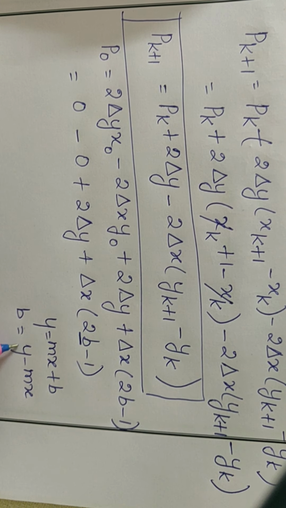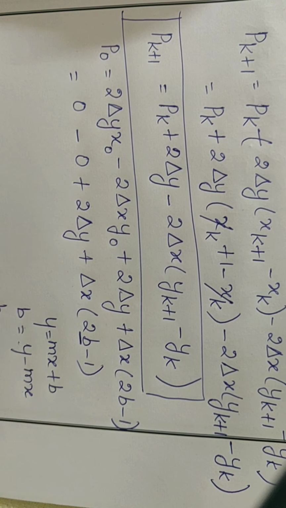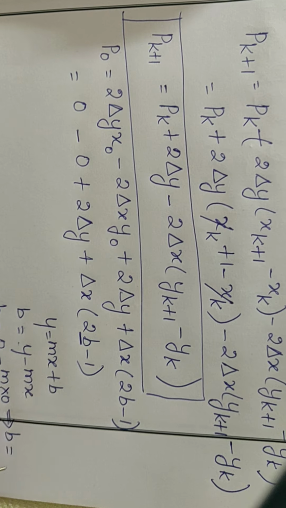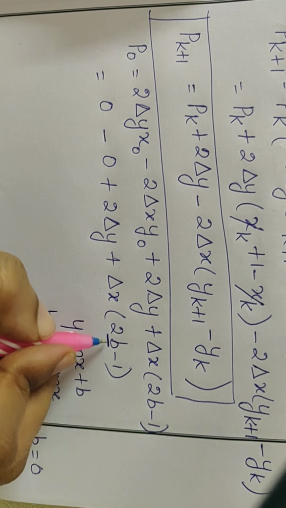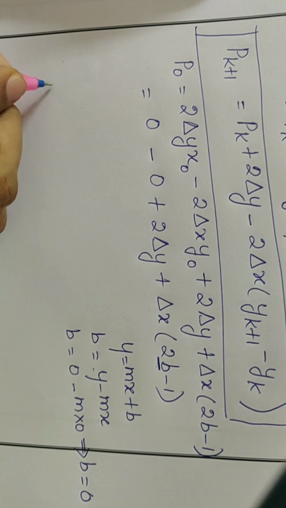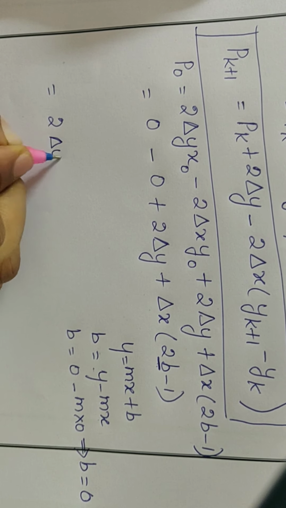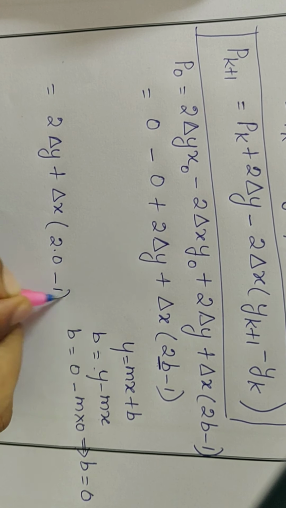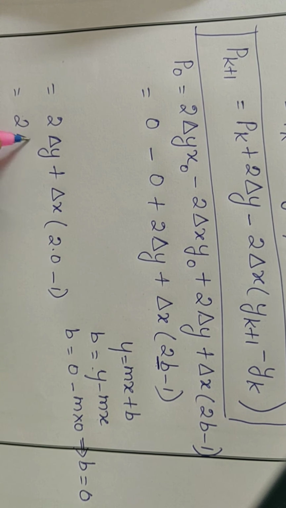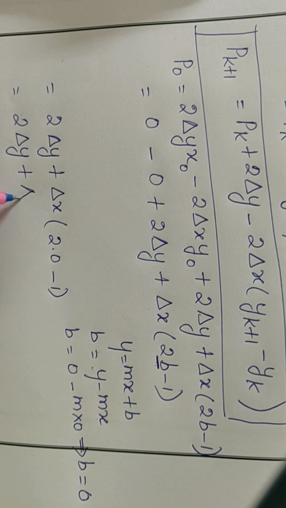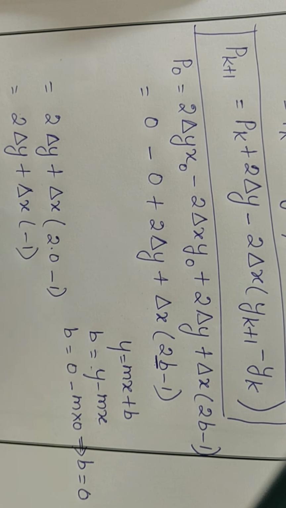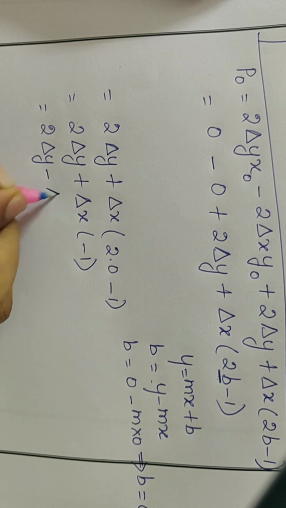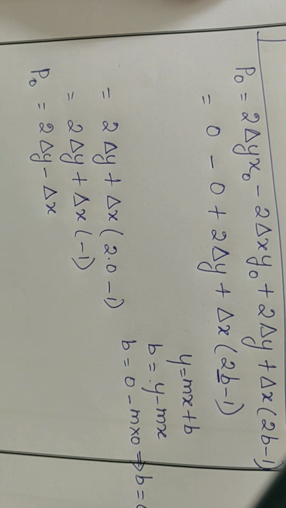Now at the origin, what are the x and y values? It is 0, m into 0. So what is my b value? b is nothing but 0. Substitute this 0 here. So what happens? 2 delta y plus delta x into (2 into 0 minus 1), which is equal to 2 delta y plus delta x minus 1. So it becomes 2 delta y minus delta x. What is it? P naught.